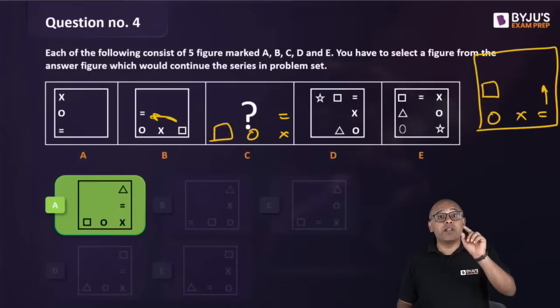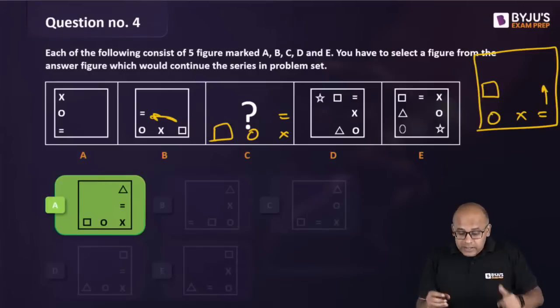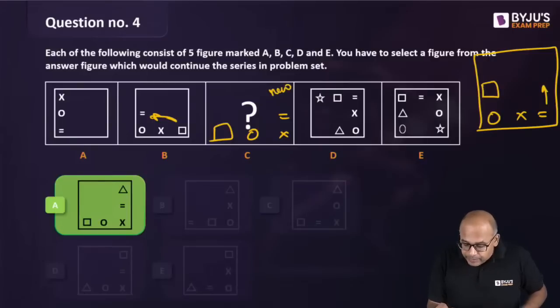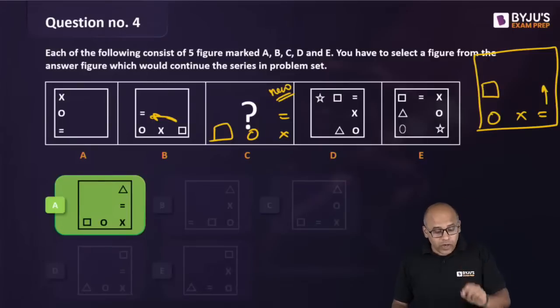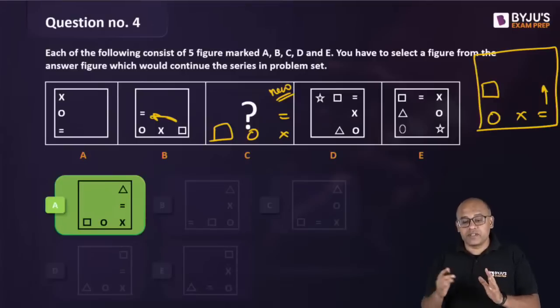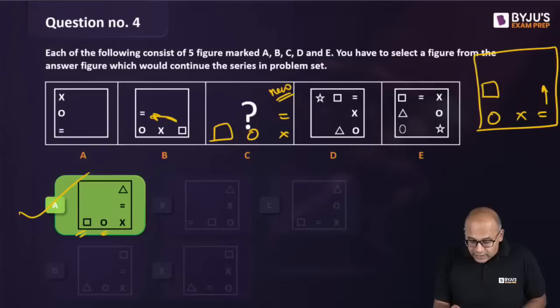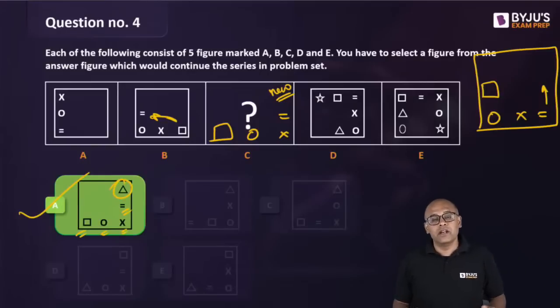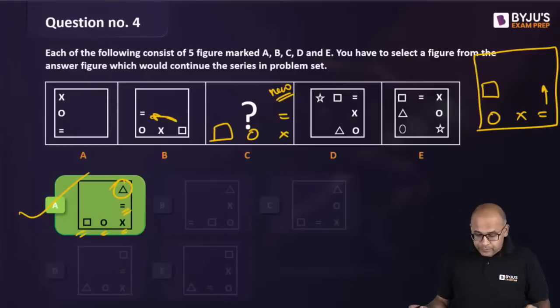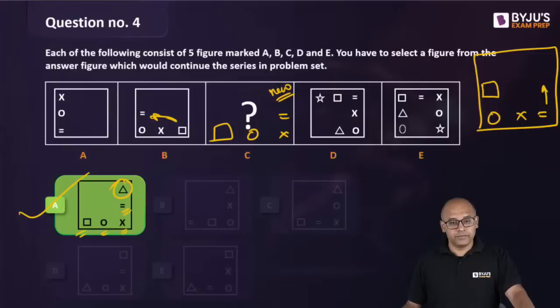What is the third step? I should add a new element. There should be a new element coming here. Which of these figures fit this description? You can see that A fits it. You can see square, circle, X, equal to, and then a new figure, triangle. So that's the correct answer. Clear? Right, let's move on.